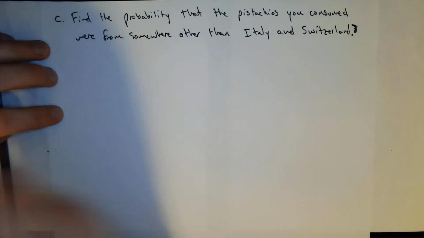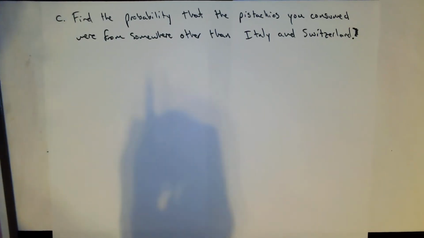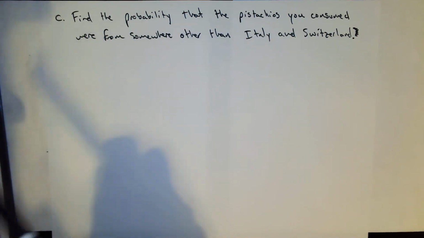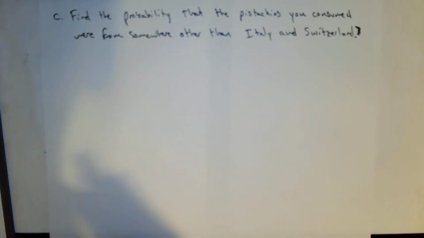All right, now part C. C says, assume that you also purchased pistachios during this time period. What is the probability that the pistachios came from somewhere other than Italy and Switzerland? Okay. So find the probability that the pistachios you consumed were from somewhere other than Italy and Switzerland. So we're trying to discount Italy and Switzerland.